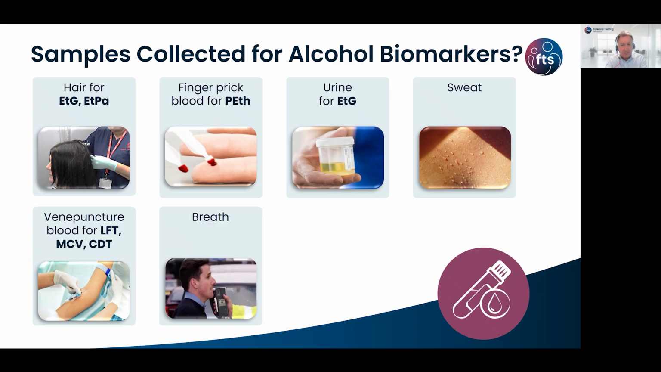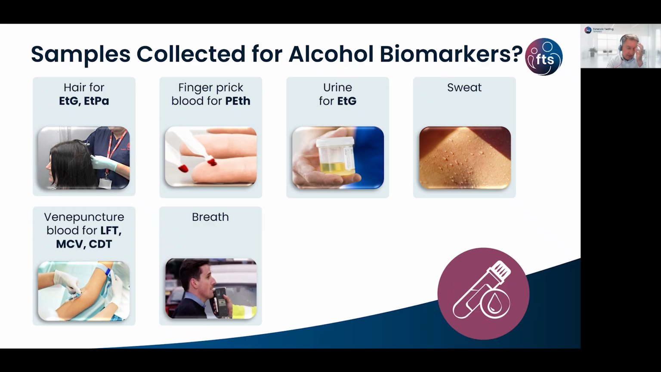Sweat can also be analysed. Sweat's a little bit of a difficult medium to work with, and the sweat patches are quite new, so I'm not really going to cover that in this presentation. But I will cover what has historically been used a lot, which is whole blood or venipuncture blood. And you might have instructed previously for things like LFTs, liver function tests, MCVs, and CDT results. So I'll go into what those mean and how you can interpret results based on the samples that we would collect from that. And then, of course, you've got breath.